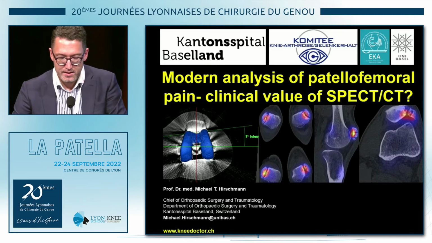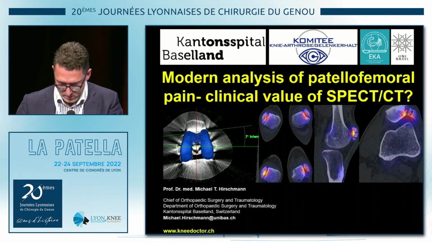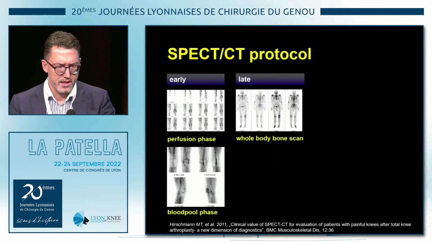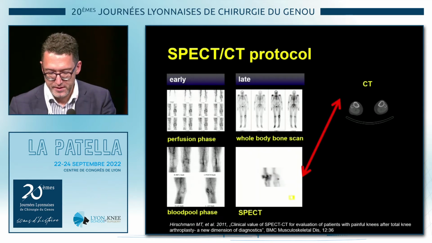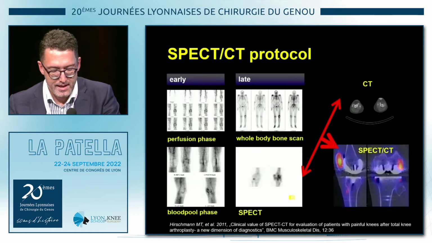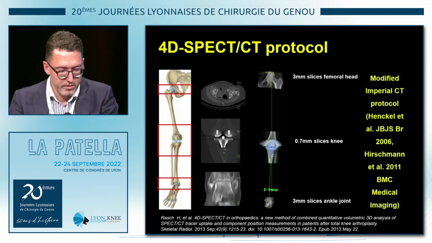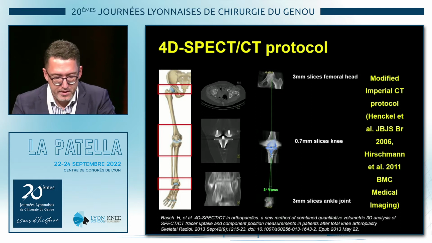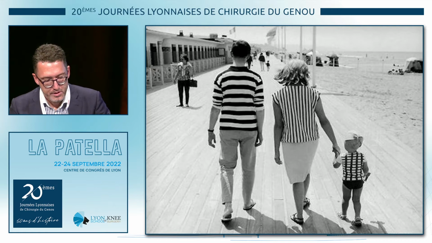So it's about modern analysis of patellofemoral pain, and moving forward is here. SPECT-CT is a modality of hybrid imaging. You combine the 3D scintigraphy information with the CT, and then you get these combined colorful images. And this is useful for native, but also for arthroplasty patients. So this is our protocol. You need to use a specific protocol to get an understanding of the biomechanics. Only then you can use all the information which is in this imaging modality.